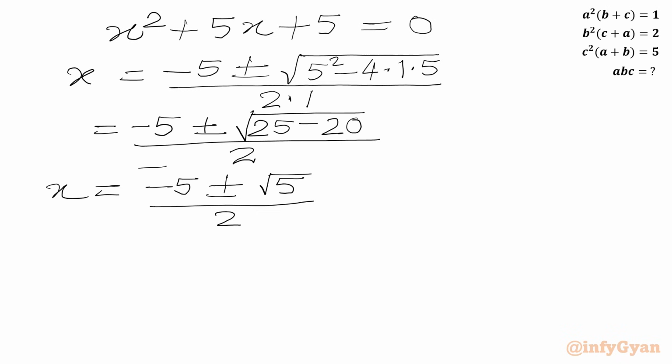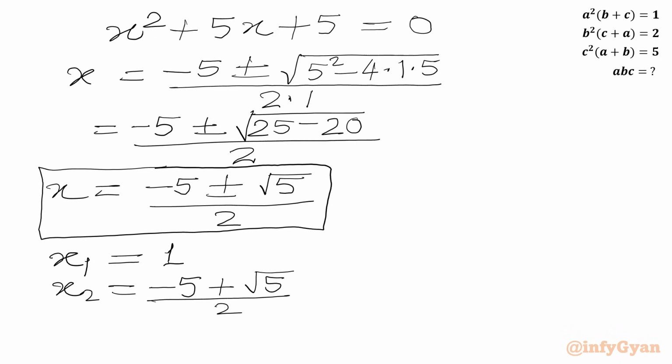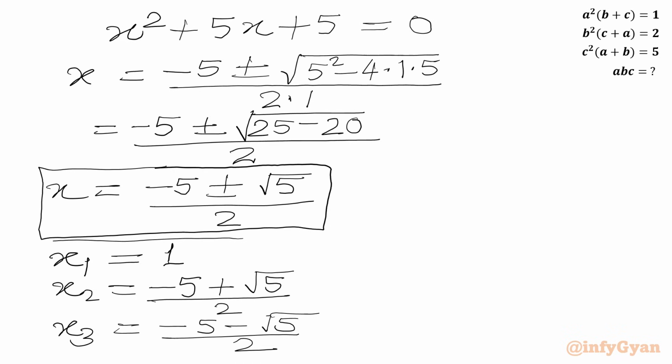And x is our expression abc. The required expression is x. So we have three solutions, three answers for abc. x1 equal to 1, which is our base solution. x2 equal to (minus 5 plus square root 5) over 2, and x3 equal to (minus 5 minus square root 5) over 2. So there are three values of abc.